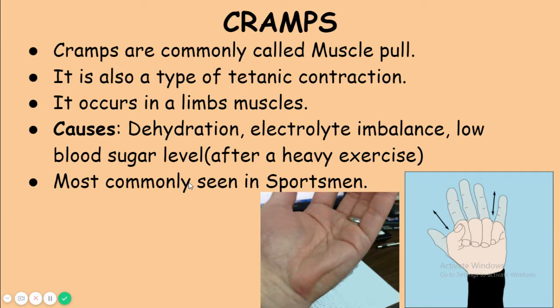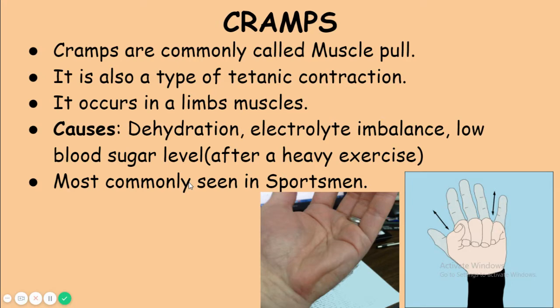Now moving towards cramps. What are cramps? Cramps are the sudden involuntary contractions of a skeletal muscle. These are also called muscle pull. Cramps are also seen in tetany, so this is a type of tetanic contraction. It mostly occurs in the musculature of the limbs, but can also affect the abdominal musculature, respiratory musculature, and other musculatures of the body.